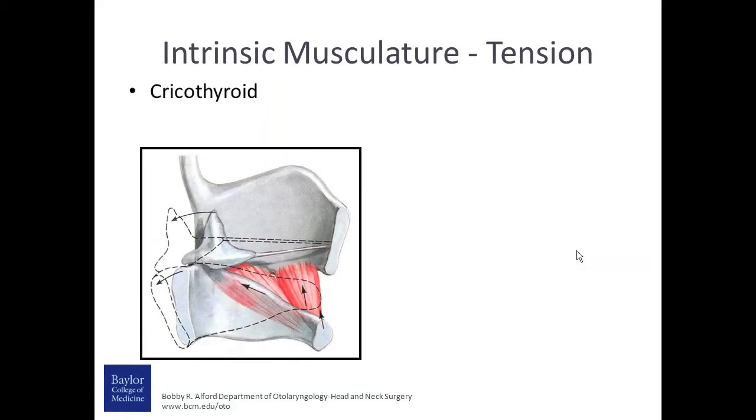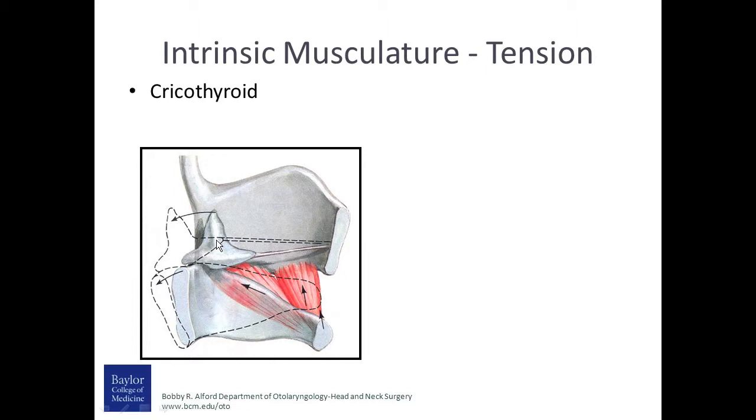The cricothyroid muscle that we alluded to earlier attaches from the cricoid cartilage to the thyroid cartilage. So you can see this is a sagittal view again. When the cricothyroid muscle contracts, the cricoid cartilage tilts posteriorly, and because the arytenoids are attached to the cricoid, that then causes the thyroarytenoid, or the vocal fold itself, to lengthen.